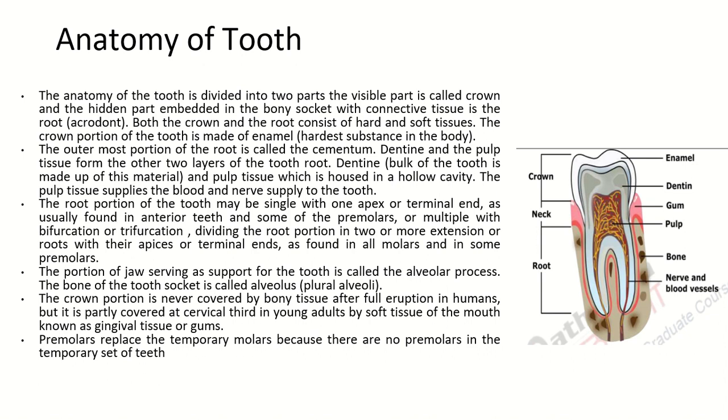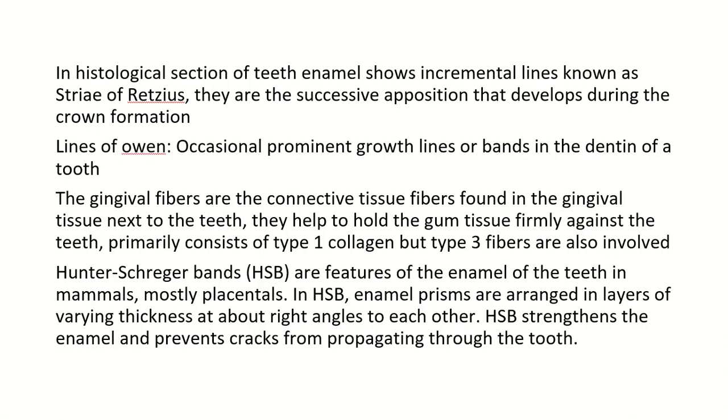The outermost portion of the root is known as cementum, and dentine and pulp tissue form the other 2 layers of the root. Most of the tooth is made up of dentine, and pulp tissue is used to supply blood to the tooth, and the crown is covered by the hardest substance in the body, that is enamel. Striae of Retzius are the incremental lines developed during the crown formation. Lines of Owen are the prominent growth lines in the dentin of the tooth.